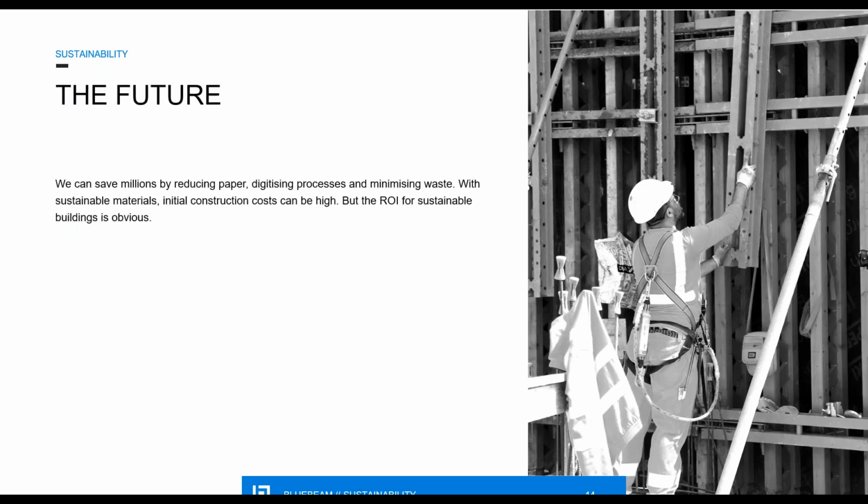So what is the future of this? Well, obviously, we know we can save millions by very simply reducing paper, by digitizing the processes and minimizing the amount of waste, by using sustainable materials. And initially, construction costs might be high. Again, there is a bit of an upfront investment in using a more green or sustainable mindset or philosophy, but the longer term ROIs for sustainable abilities are huge and obvious.